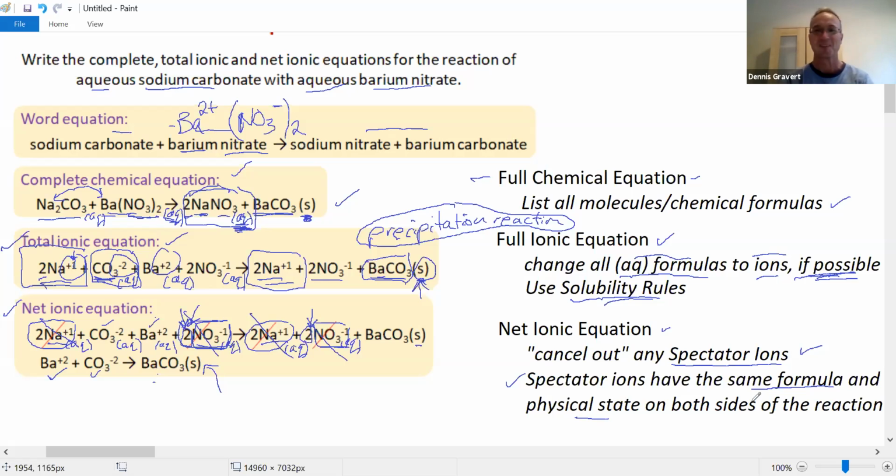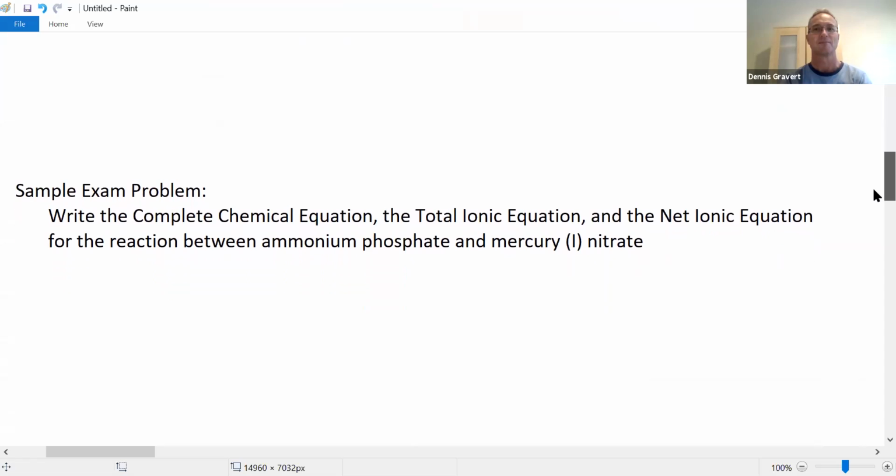Cool. Let's do another one. So suppose on your next exam, which is quite likely, you might see something like this, a sample exam problem. Write the complete chemical equation, the total ionic equation, and the net ionic equation for the reaction between ammonium phosphate and mercury(I) nitrate. Okay, this is a loaded question. First, you want to write the complete chemical equation, which means we're going to write out the chemical formulas. So you've got to know your polyatomic ions. What's ammonium?